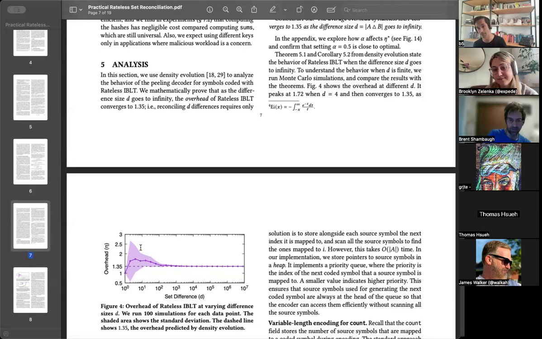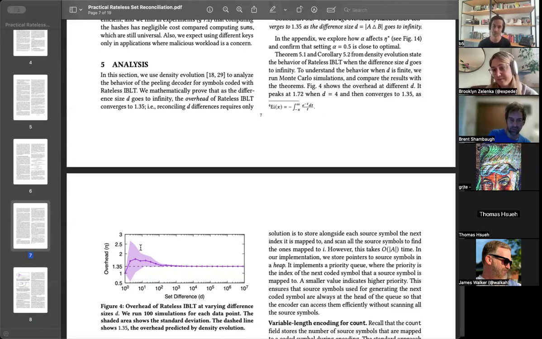Every single value is represented in the first element of the filter always. So if you're lucky, you get a quick inversion and you'll get a really fast reconciliation. But generally, as the set difference gets larger, it trends towards this 1.35 number.